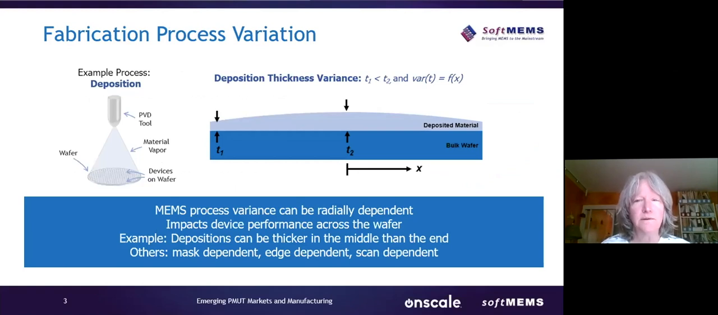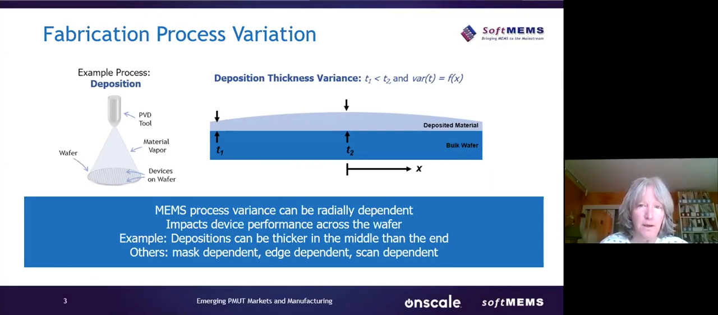Now let's talk about some of the design issues for creating these devices. The first one has to do with fabrication. One of the things that we note is that MEMS has process variation across wafers, and often this variation can be radially dependent with position on the wafer. This impacts the device performance across the wafer. For example, the depositions could be thicker in the middle than on the end. So from a design perspective, we have to look at what that variance is and how it depends on wafer position.